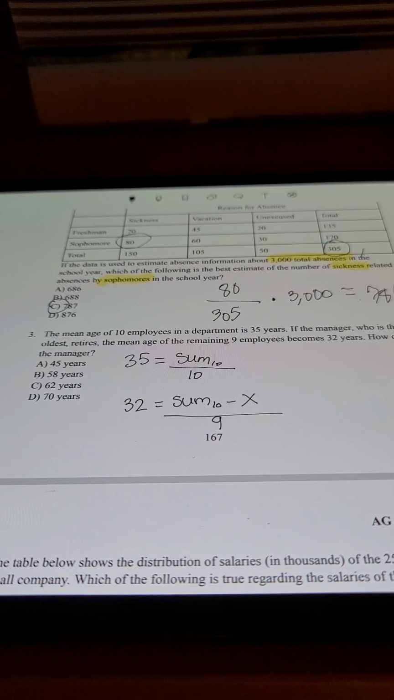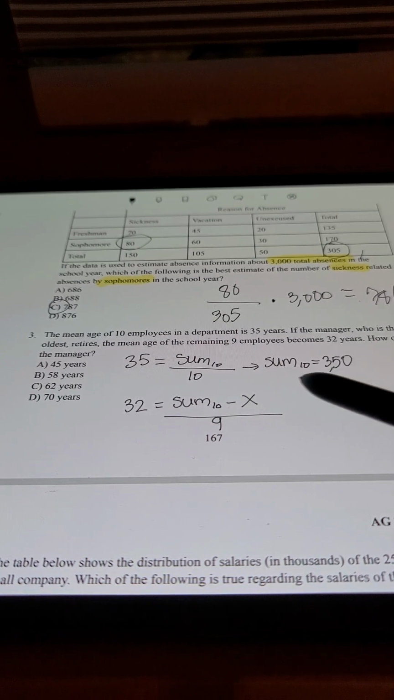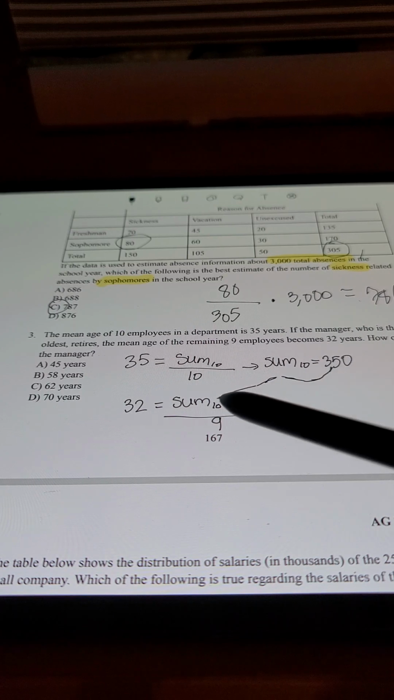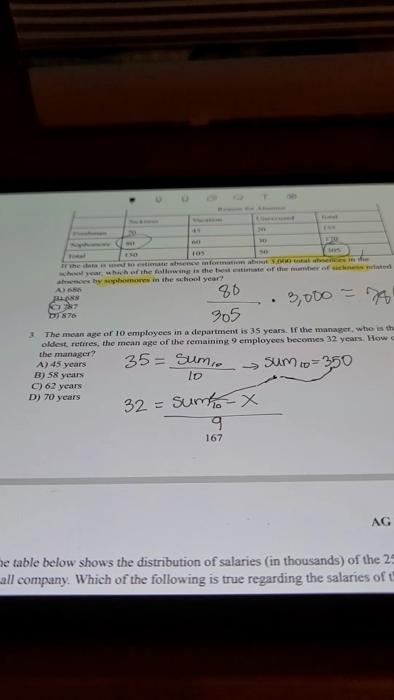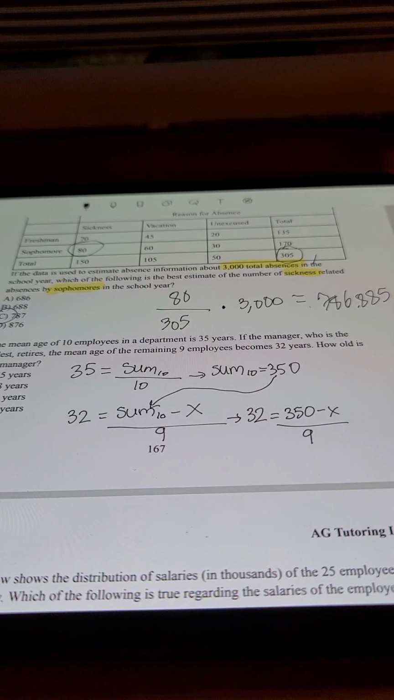So let's do that. On top, I'm going to multiply each side by 10 and I get the sum of those 10 employees' ages is going to be 350. So now I can plug that in for the sum of 10 and solve for X. So that's exactly what I did, and this is what it looks like.